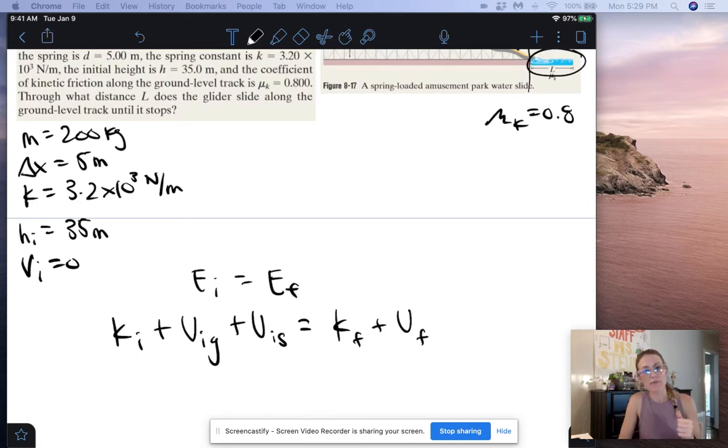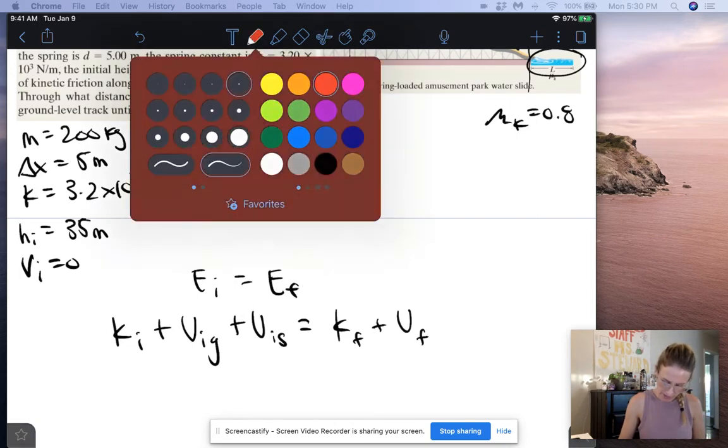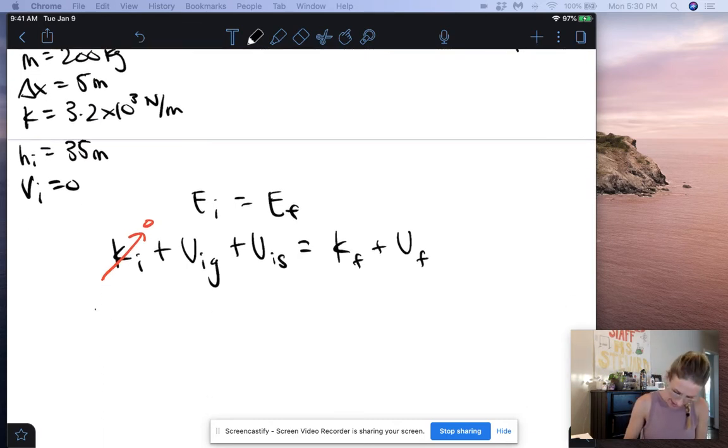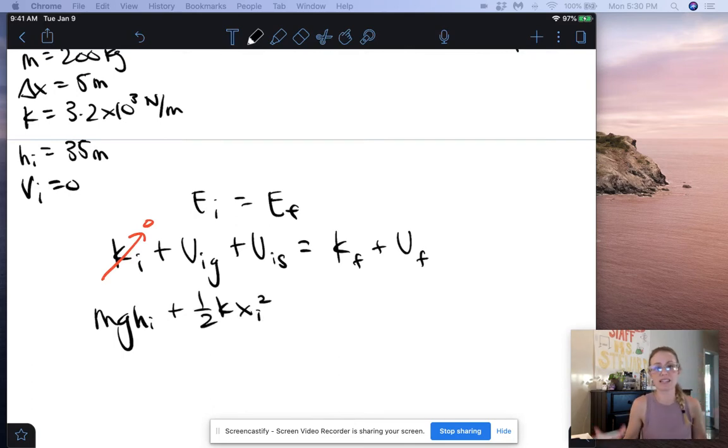Like I said, we start from rest. Kinetic energy in general is 1/2 times the mass times velocity squared, so if we start from rest, that means we have no initial kinetic energy. That means this is 0. We know that we have both initial gravitational potential energy, which is mgh initial, because we are up at a height of 35 meters, plus an initial elastic potential energy as well, 1/2 kx initial squared, because that spring is compressed a certain distance x.